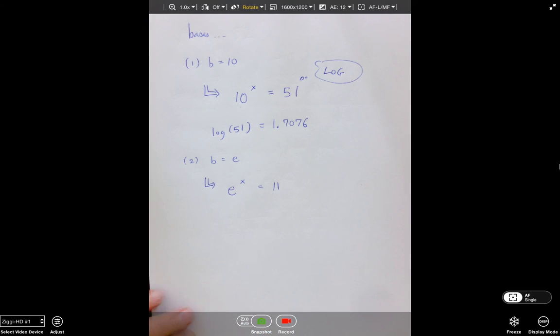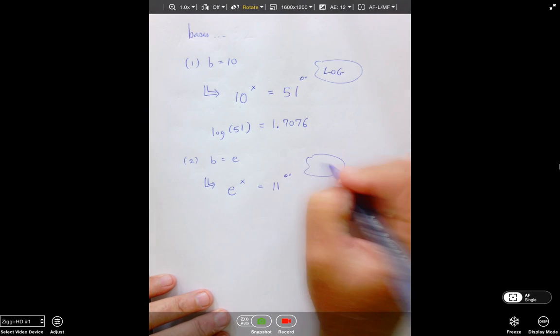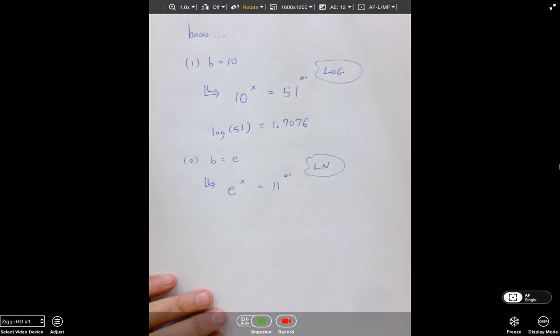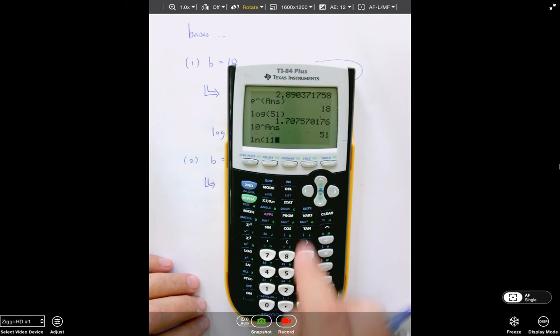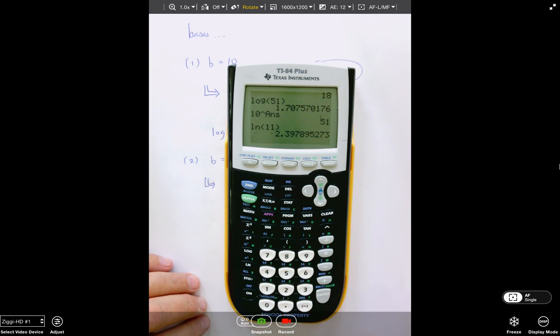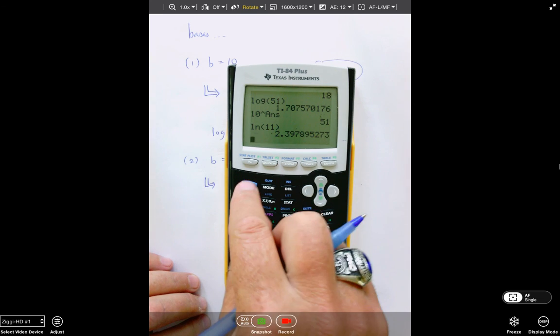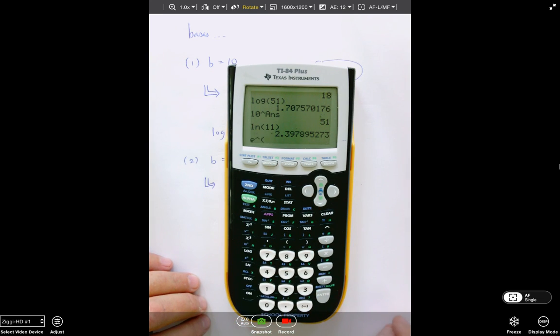e to the x equals 11. No brainer, natural log. All we have to do in this problem is put the natural log of 11 in our calculator, and we will find the power that e has to be raised to get 11. We can check that by raising e to the answer of the previous problem, and of course it's going to be 11.